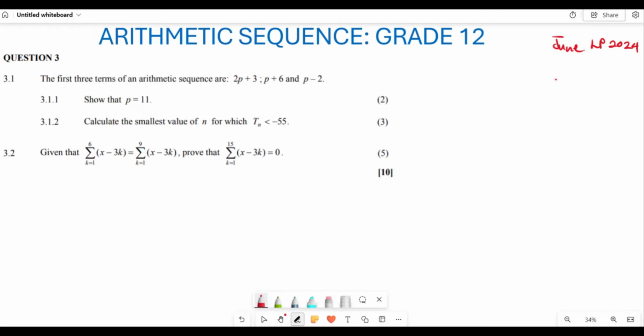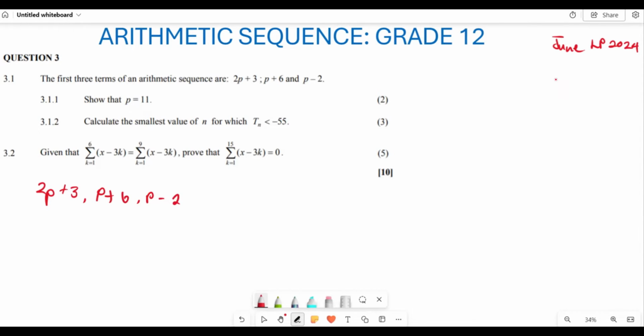They are saying you're having the first three terms of an arithmetic sequence, which is 2p plus 3, p plus 6, and p minus 2. Now, they want us to show that our P is going to be 11. How do we go about doing that? The first thing we are going to say is, if this is our first three terms, you are having 2P plus 3, P plus 6, and P minus 2.